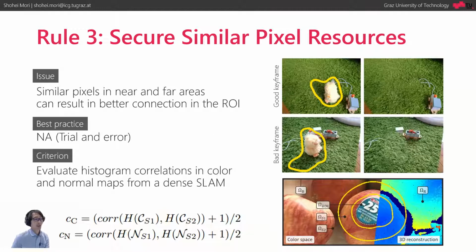Rule 3. Secure similar pixel resources. For better pixel connectivity, the system should guarantee that the scene contains similar colors in the near surrounding pixels and those in the far areas. In these bad examples, most of the region of interest touches the green carpet, but some parts touch the toy train. Then the majority wins, and the connection around the toy train part breaks. We calculate histogram correlations between the near and the far areas in color and normal maps.